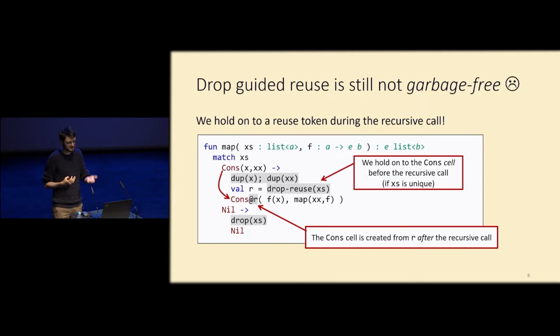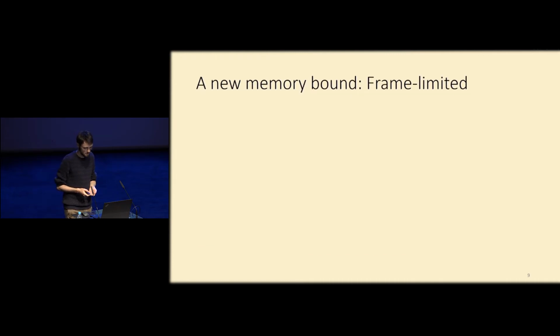However, empirically, we found that this is a pretty good opportunity. Like, this is an optimization you should do. It turns out that this is quite efficient for the map function. So we needed to have a better memory bound to actually be able to precisely say how our automatic analysis here changes the space usage of a program. And we call this new memory bound frame-limited.